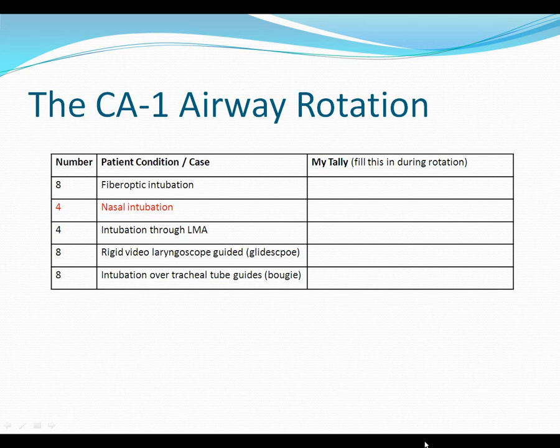But this is something I try to email you guys when you start the rotation, with some guidance about the rotation, and then I have this little chart on there, and just keep track of what you've done during your rotation. So we said 8 fiber optic intubations, 4 intubations through LMAs. The easiest way to do that is with the fast track LMA, which is in every room.